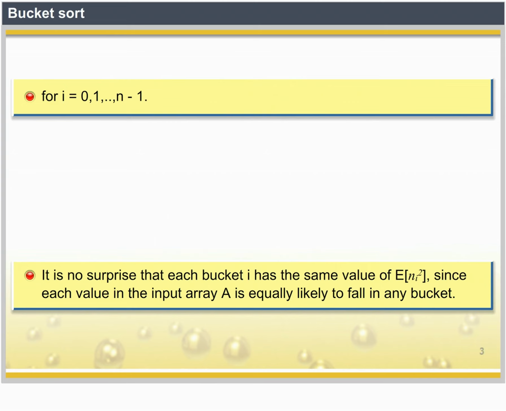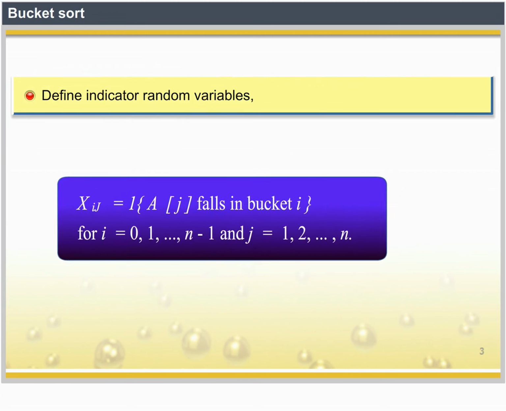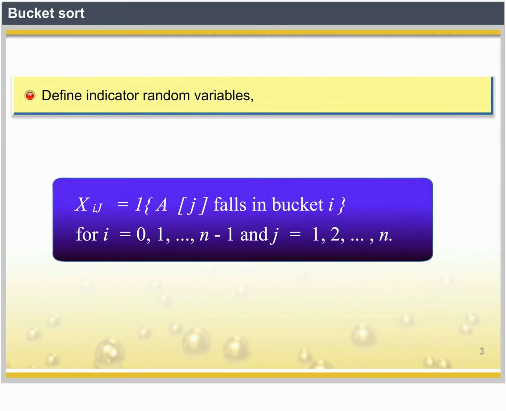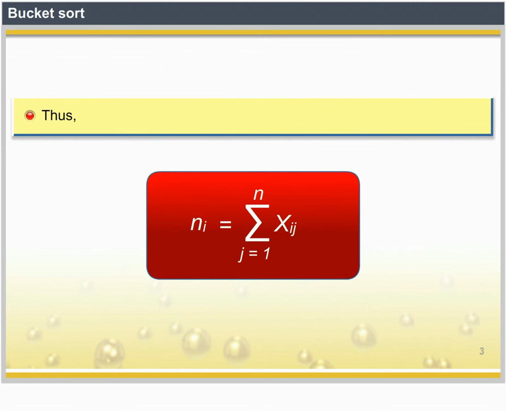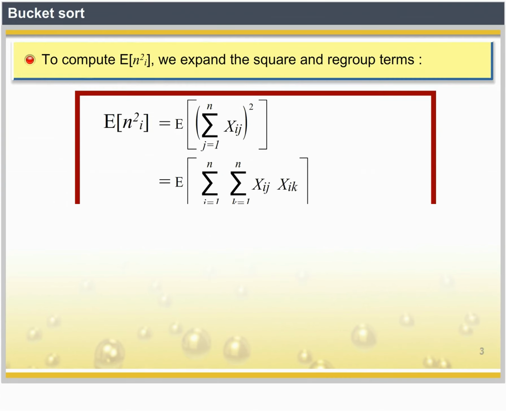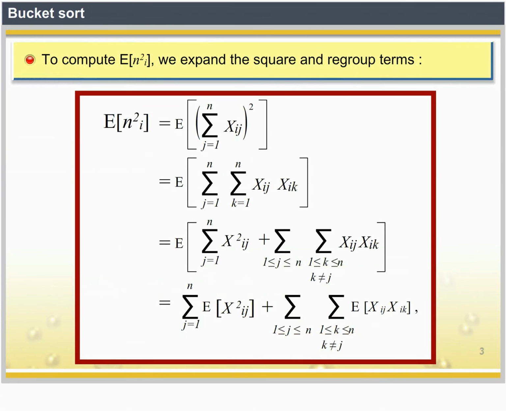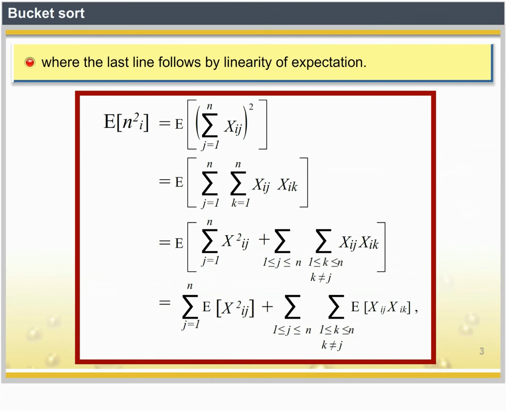Define indicator random variables, which is shown below. Thus, ni equals summation of j equals 1 to n xij. To compute E of ni square, we expand the square and regroup terms, as shown below, where the last line follows by linearity of expectation. Evaluate the two summations separately.